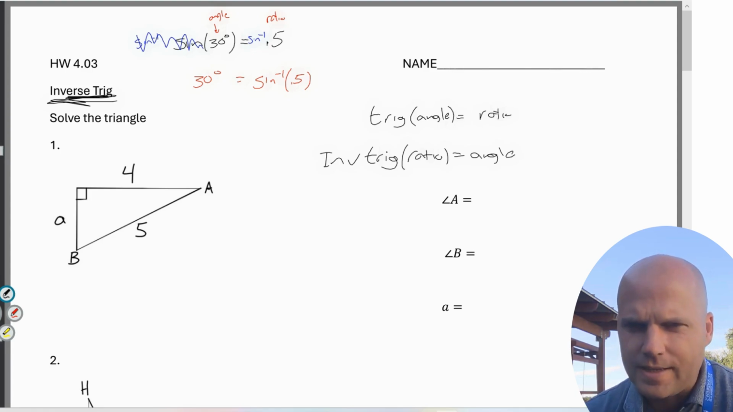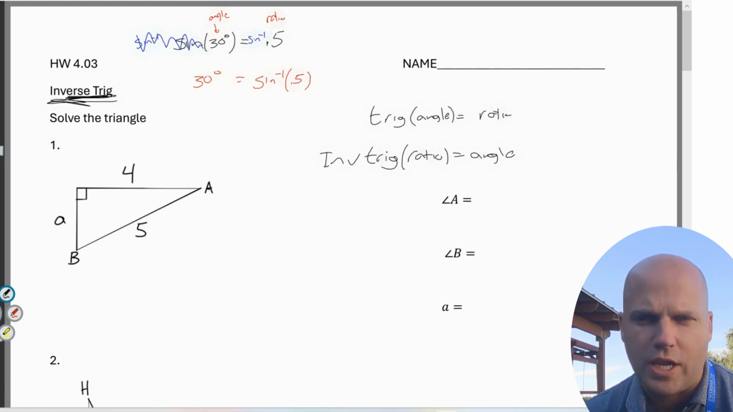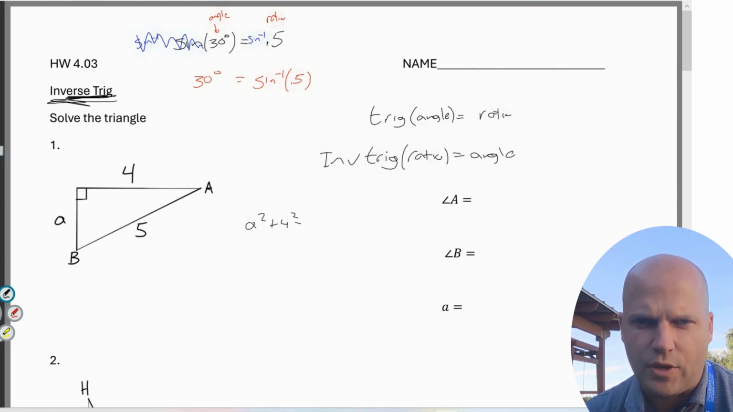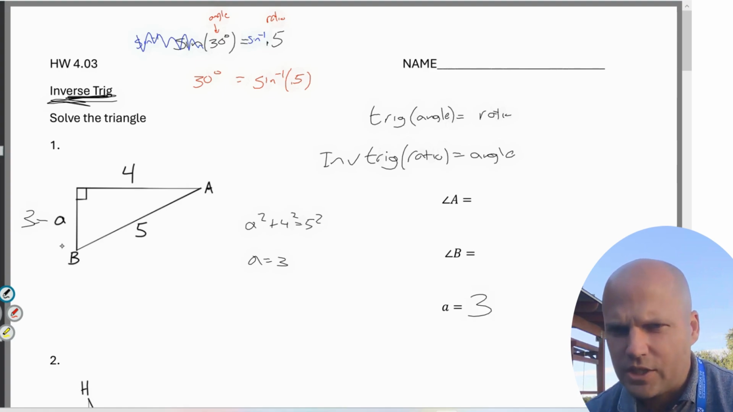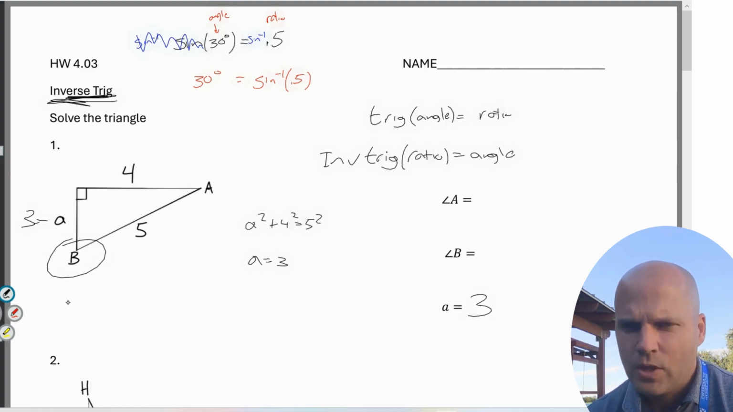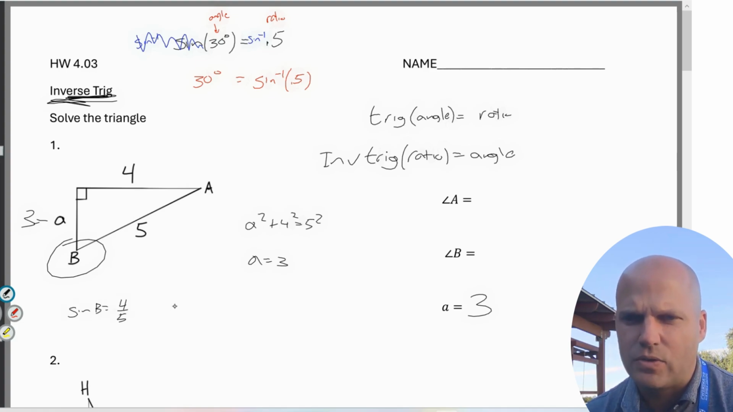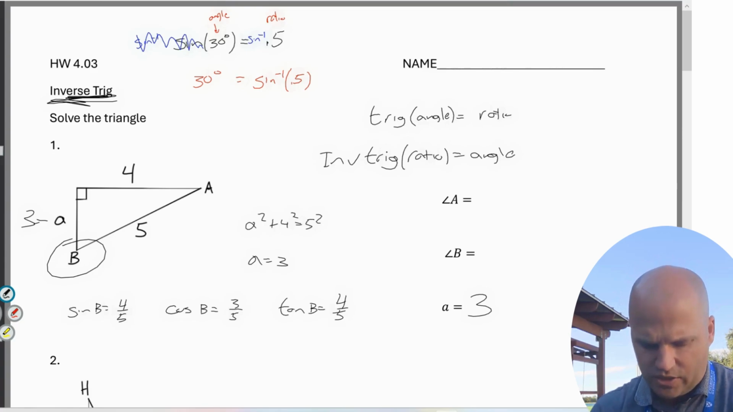Now, what you could find is which trig function do you want to use? You can use anything you want. We can find A very quickly using the Pythagorean theorem, and we'd find that A is 3. You could do the math to figure that out. Well, let's say we're talking about angle B. You know that the sine of B would equal opposite over hypotenuse. You know the cosine of B would equal adjacent over hypotenuse. You know the tangent of B would equal opposite over adjacent, 4/3.